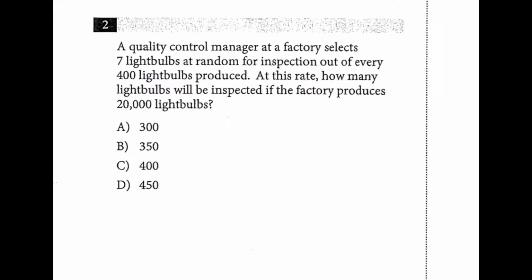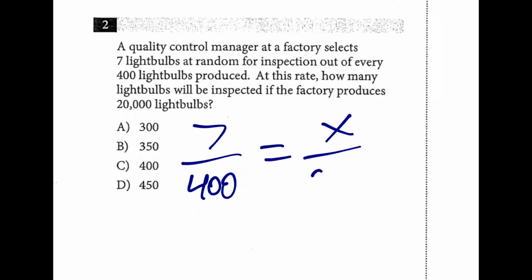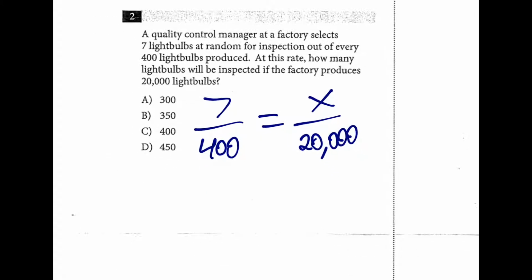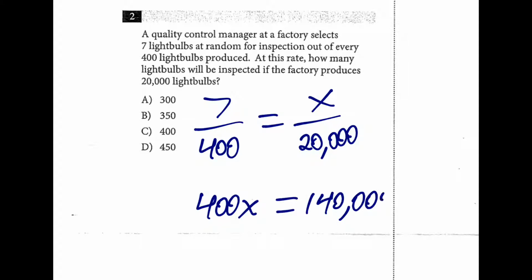For number 2, a quality control manager is selecting 7 out of 400, and then we want to know how many out of 20,000. There's a lot of different strategies. You could take 7 divided by 400 to get a percentage, multiply that by 20,000. You could take 20,000 divided by 400 to figure out the scale factor, multiply that by 7. You could cross multiply, taking 400 times x and setting that equal to 7 times 20,000 and solving for x there. No matter which way you did it, the answer turns out to be 350.